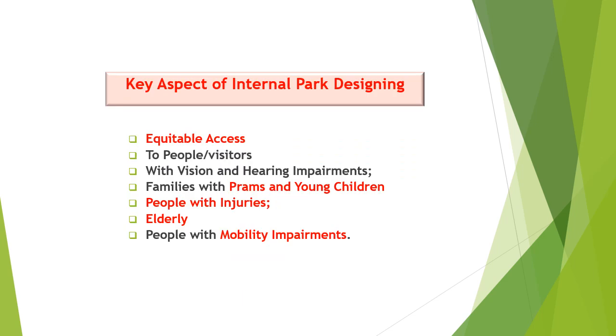So, what are the key aspects of internal park design? You should have equitable access for visitors with vision and hearing impairments, and for families with prams and young children. Some people have injuries, some are elderly, and some have mobility impairments. For them, you should have equitable access. So when you design a park or a pathway, you keep these things in consideration.